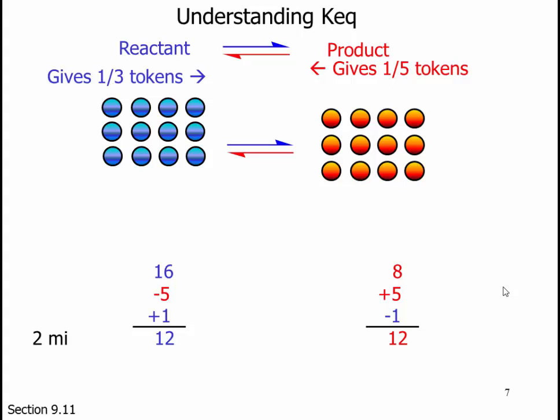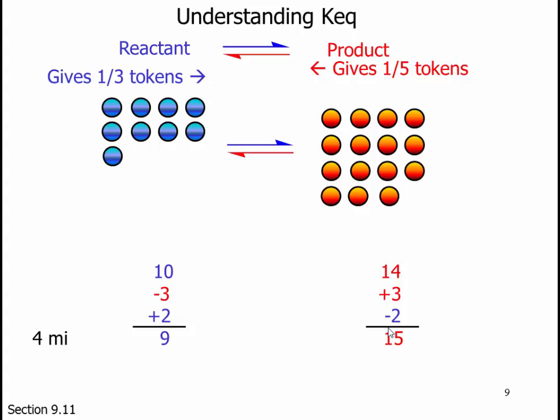Equilibrium is defined when the rate forward is equal to the rate reverse. So let's keep going into the third minute. 1/3 of 12 is 4 tokens going forward. 1/5 of 12 is going to be 2 tokens going in reverse. So 4 forward, 2 reverse. Here are our new totals. Now we have 10 tokens in the reactant and 14 tokens in the product. Let's go another minute. 1/3 of 10 going forward would be 3 tokens. 1/5 of 14 going in reverse would be 2. Remember, we're rounding down. So 3 forward, 2 reverse. Now the new totals are 9 and 15.